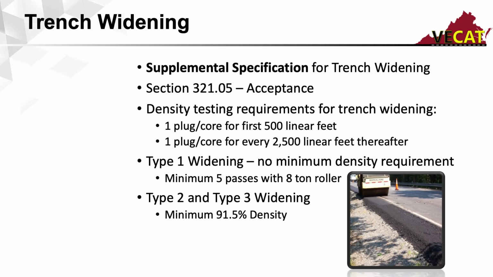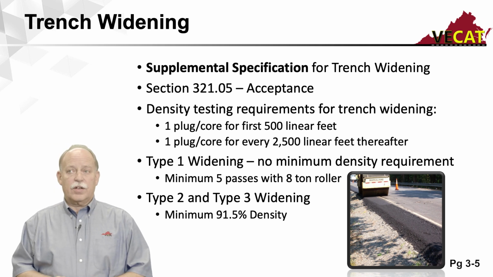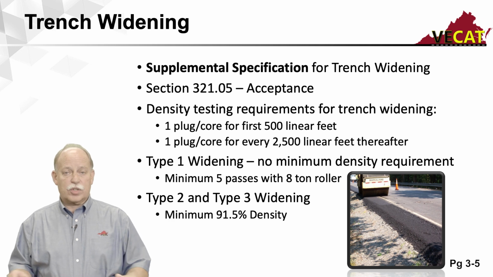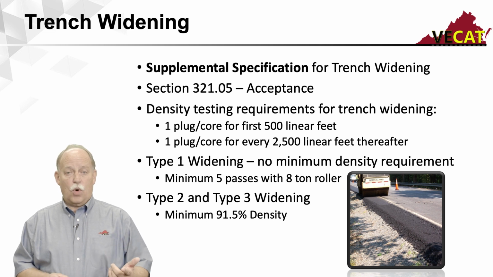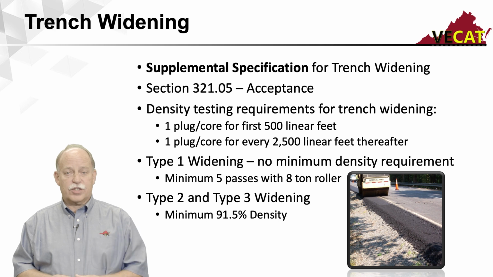So now let's talk about trench widening. We've talked about a number of different unique situations that occur outside of the normal operations of paving. Trench widening is one of those. And VDOT has a specific supplemental spec for trench widening, and that's 321.05. It talks about all the acceptance requirements for trench widening, and specific to density testing, it tells you that you need 1 core for the first 500 linear feet, and then you need another core for every 2,500 linear feet thereafter. However, there is an exception to that.